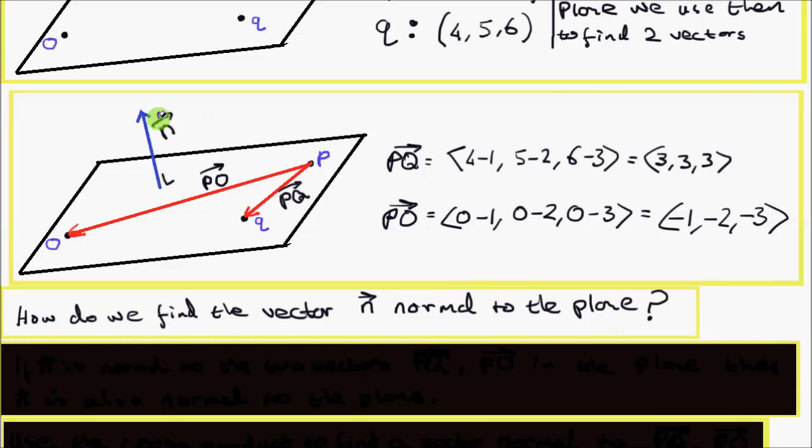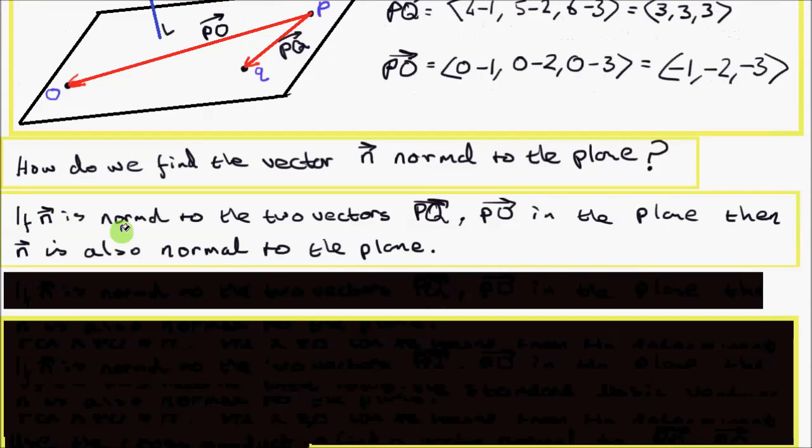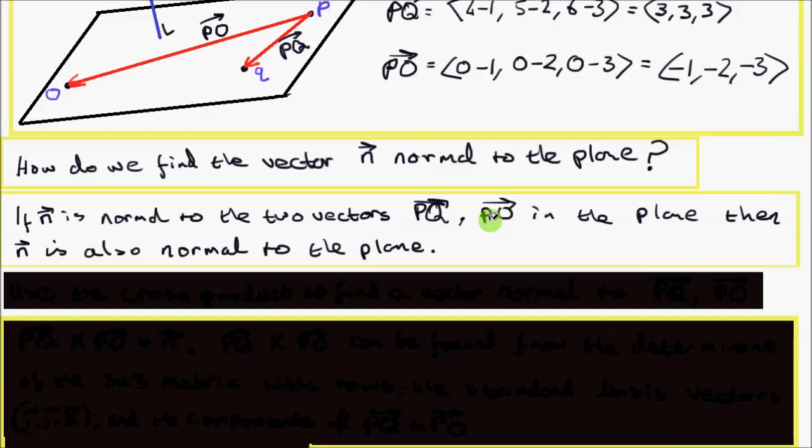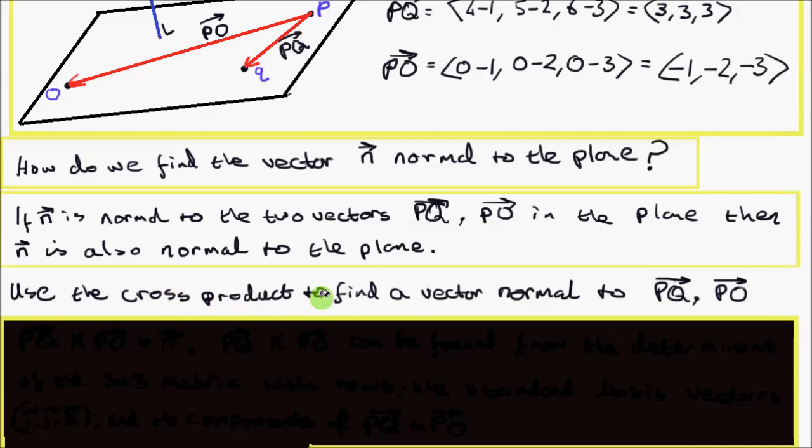Now how do we find this normal vector n that is normal to the plane? Well, if n is normal to the 2 vectors PQ and PO in the plane, then n is also normal to the plane. We're going to use the cross product to find a vector that is normal to vector PQ and vector PO.